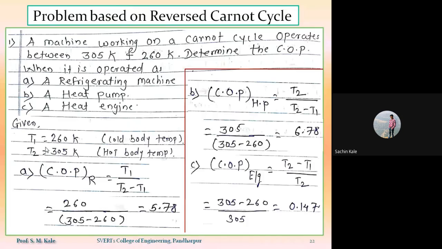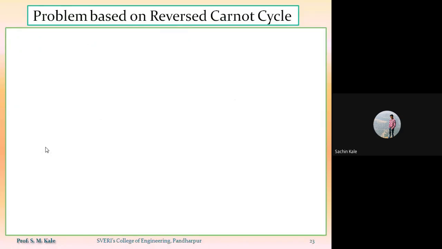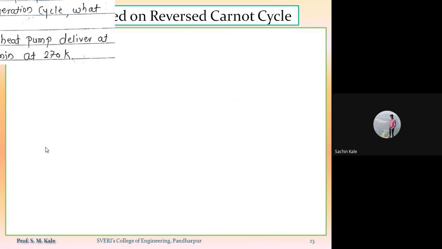Shall I shift to the next problem? May I shift to the next problem? Okay. Now the next problem. We'll read the next problem.